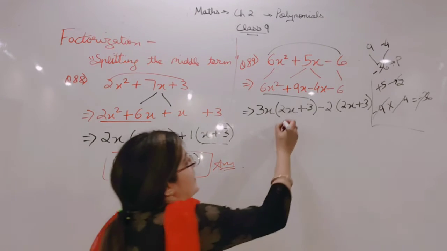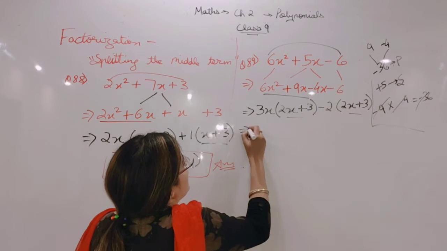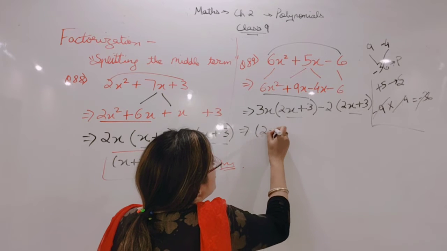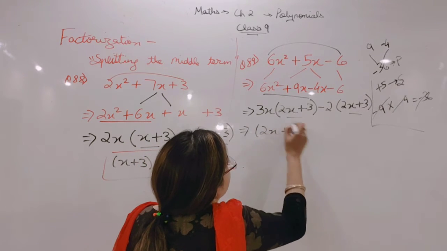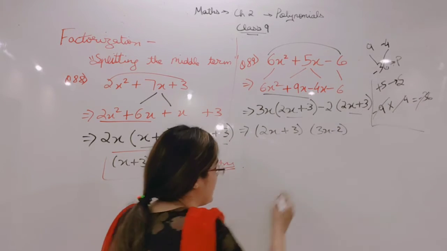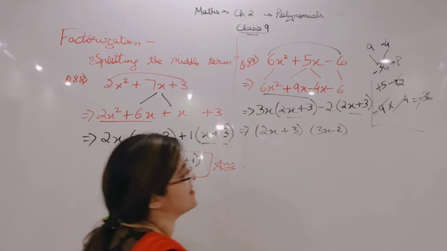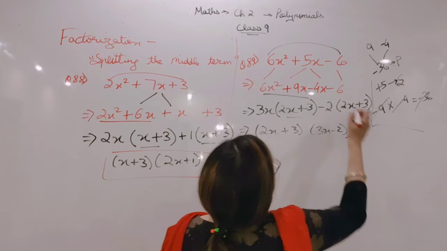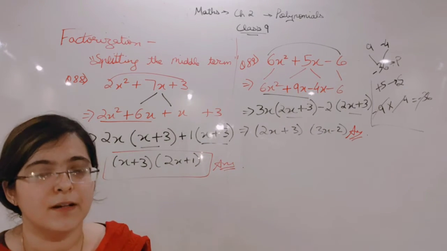Now again we have got these brackets the same, so we will write it once: 2x plus 3. And we will write the remaining ones once: 3x minus 2. This is your final answer. So this one is of the type of negative numbers.